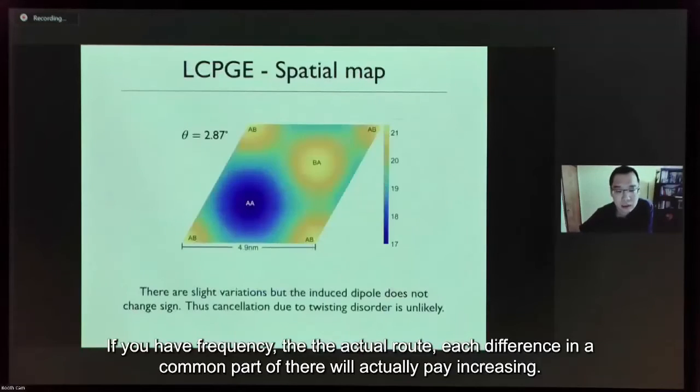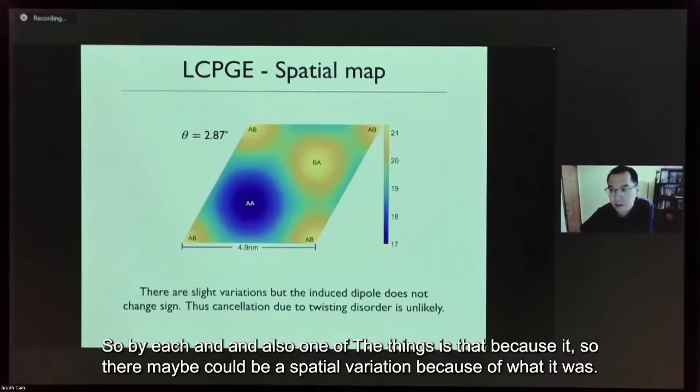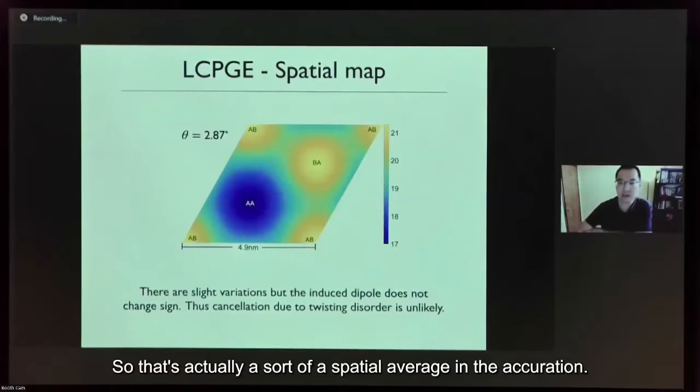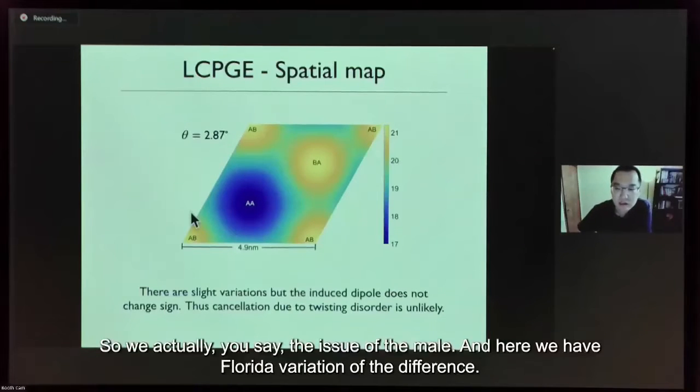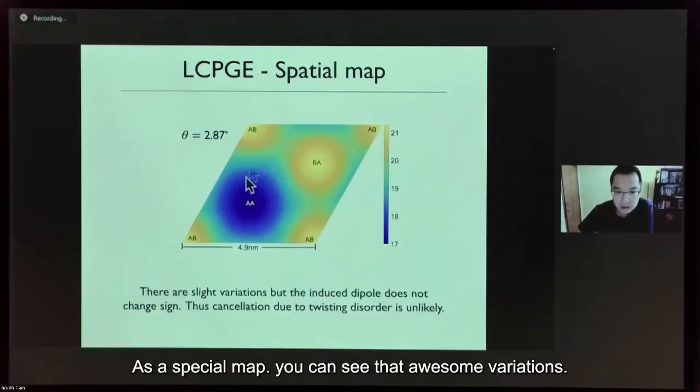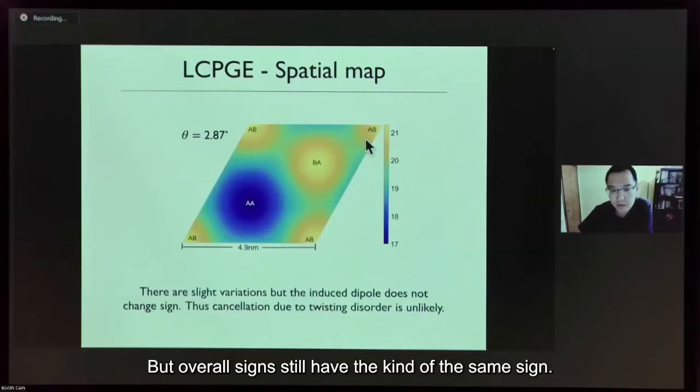Also, you might wonder whether there could be spatial variation, because what we are doing is a spatially averaged calculation. So we went inside each of the Moiré cells, and here we are plotting the variation of the voltage difference as a spatial map. You can see that there indeed are some variations, but overall it has the same sign. So cancellation due to the twisting disorder is actually unlikely.